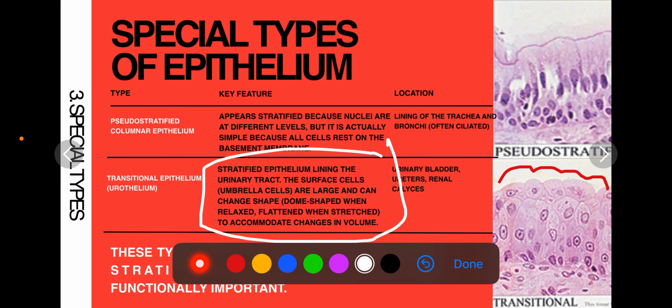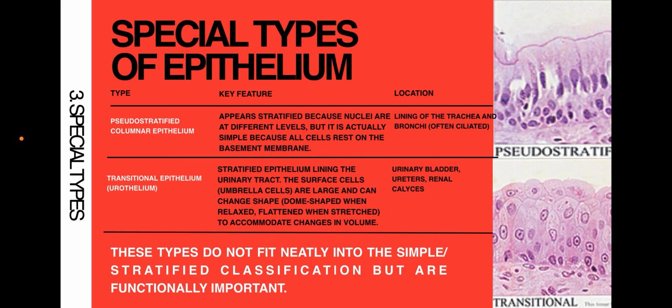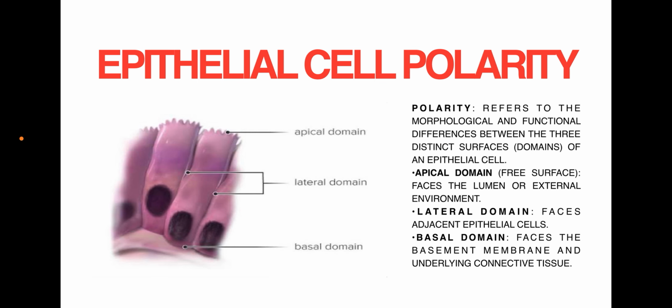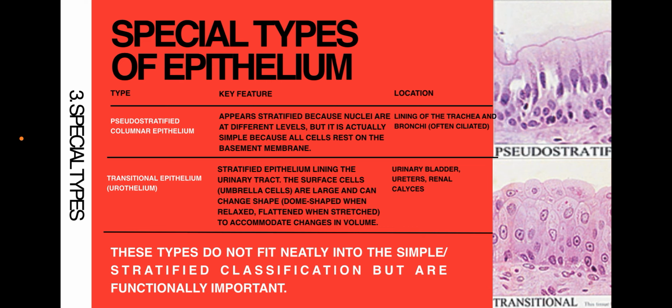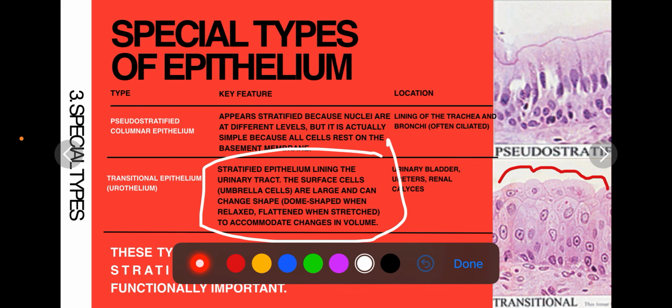So let us read down here. These types do not fit neatly into the simple stratified classification, but are functionally important, as I mentioned before. You won't remember this point. So if you got stuck with classification, or you found someone who asks whether pseudo-stratified columnar epithelium is stratified or simple, you are going to tell them, if you are stuck, it's simple. And regarding the urothelium, as I have mentioned for you here, it is considered stratified. Okay, this is the point here.